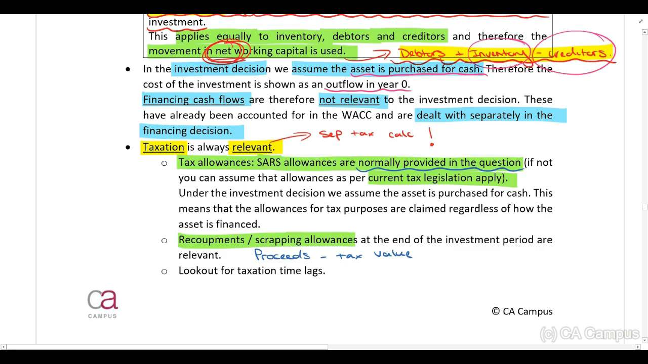And if you have a profit, you've then got a recoupment. So if your proceeds are more than your tax value, you've got a recoupment. And if your proceeds are less than your tax value, you've got a scrapping allowance. What is the tax value? The tax value is just the cost of the asset minus the allowances that you have claimed above.